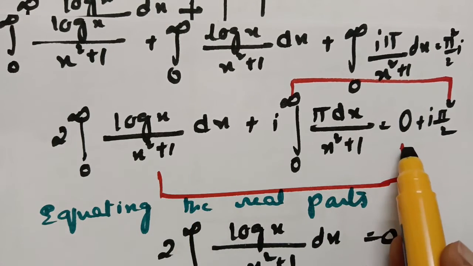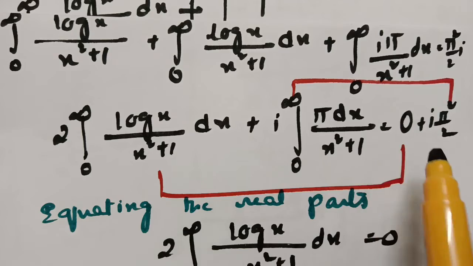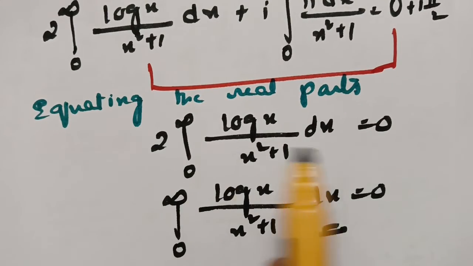If I equate the real parts here, the real part is 0, and therefore if I send 2 to the other side, we got the final answer as the integral from 0 to infinity of log x by (x square plus 1) dx equal to 0. So this is the most important question. Please do follow, and if you follow the textbook also, the same steps will be there.